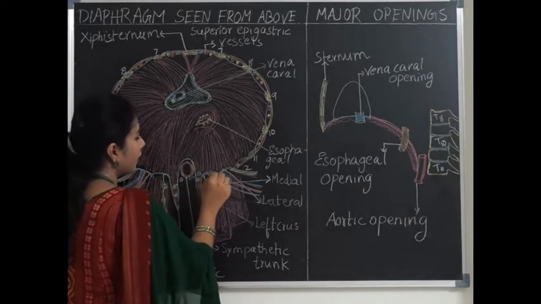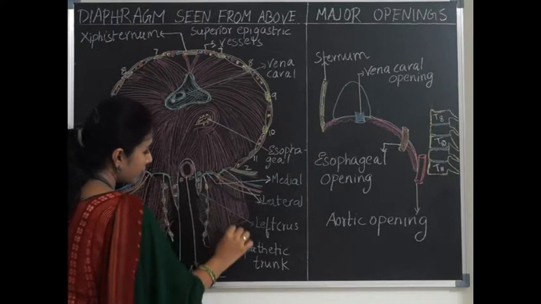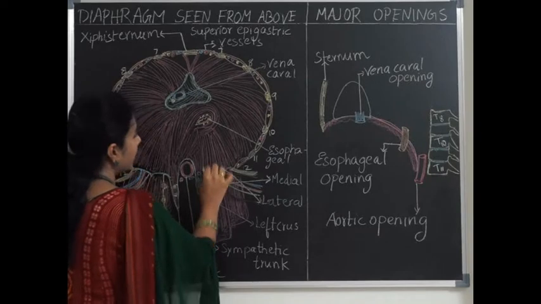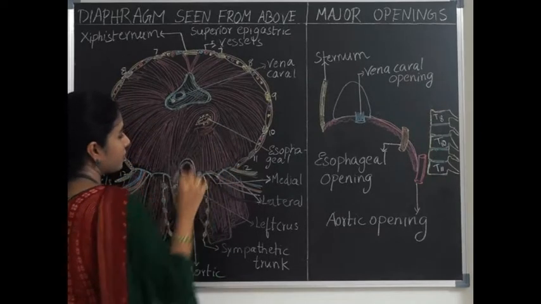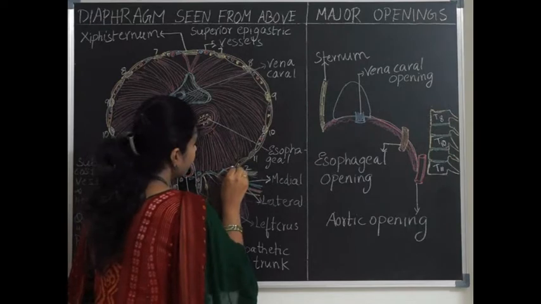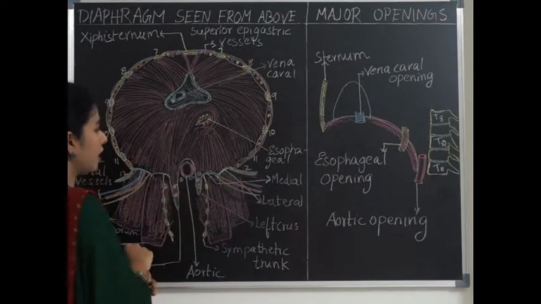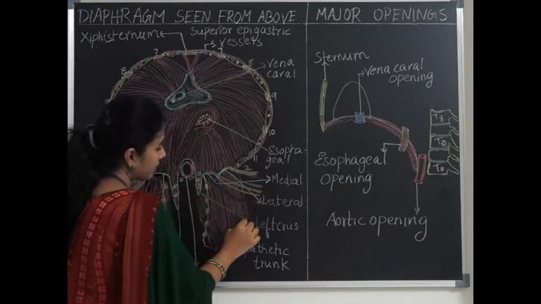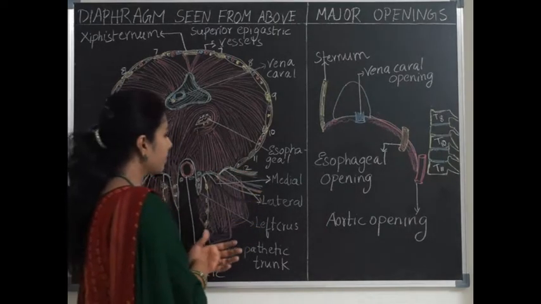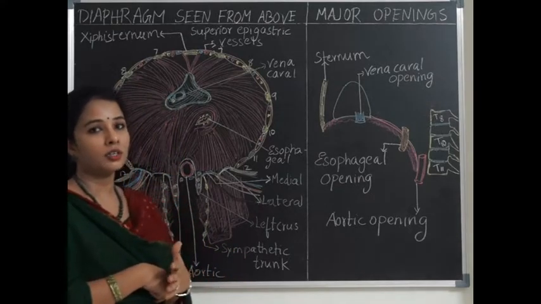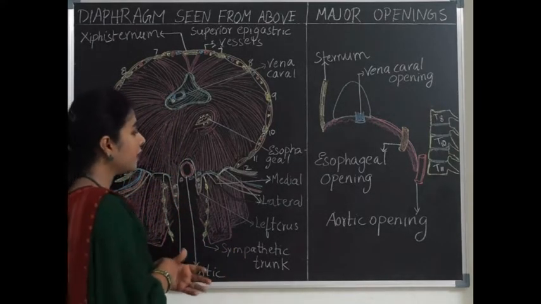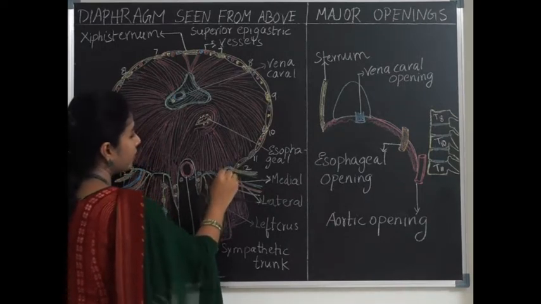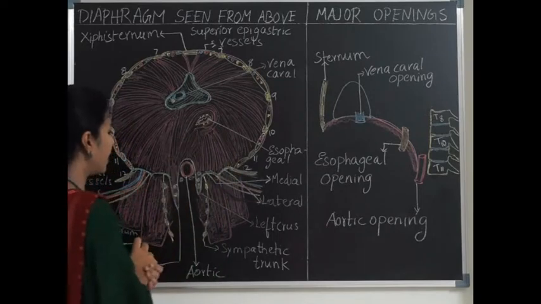The medial arcuate ligament is related to the psoas major muscle. It is formed by a thickening of the psoas fascia, and it also gives origin to some fibers of the diaphragm from the posterior side. The lateral lumbocostal arch, or lateral arcuate ligament, is related to the quadratus lumborum muscle, and it is formed from the anterior layer of the thoracolumbar fascia, which also gives origin to fibers of the diaphragm.